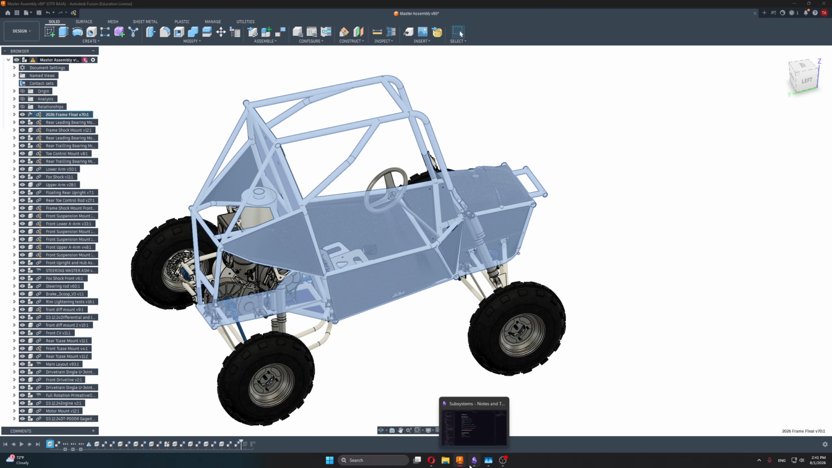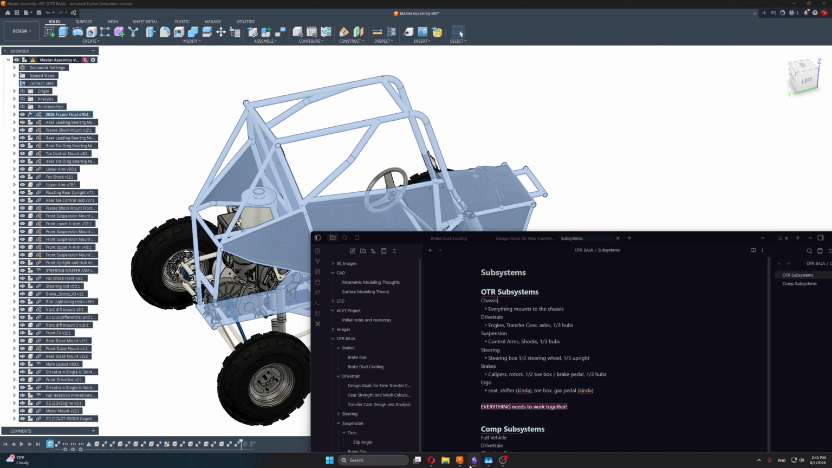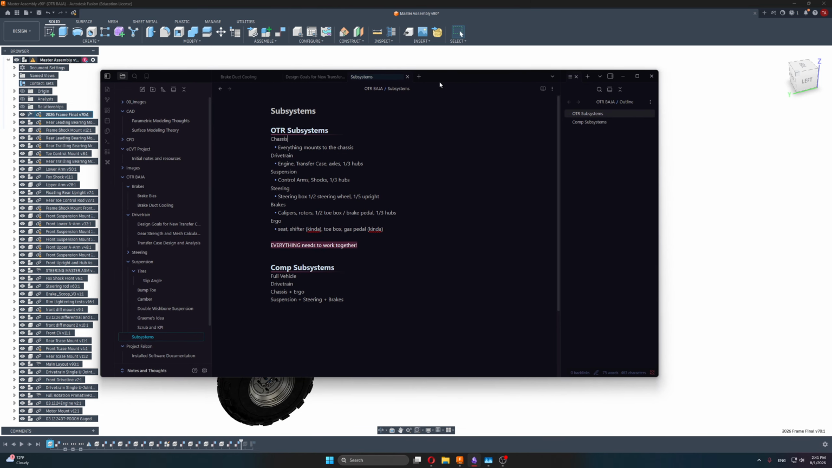But other than that, chassis is pretty much the tubes and all the documentation that goes with it, and the mounting points, although a lot of the mounting points are taken care of by the subsystems themselves. After that, we have drivetrain. So drivetrain is the engine, transfer case, axles, the hubs, the wheels, and the rims. For the hubs, you're only owning about a third of it, maybe.